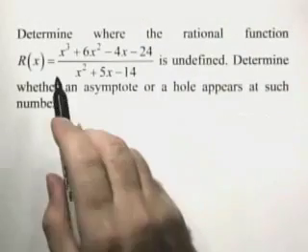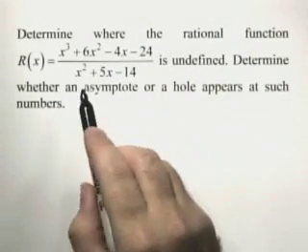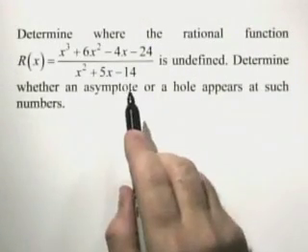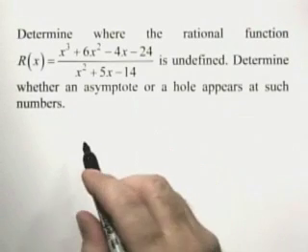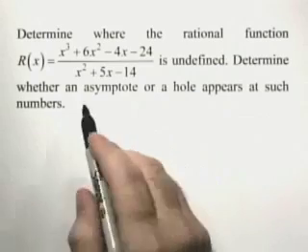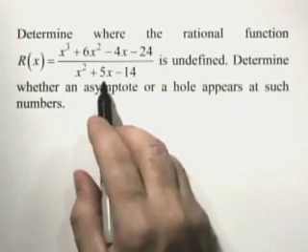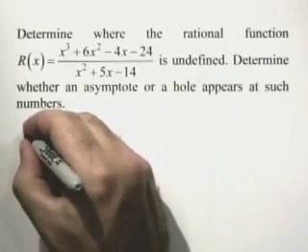In this problem, we're going to look at discontinuities of a rational function. We'd like to determine where the rational function r of x is undefined and determine whether an asymptote or a hole appears at such numbers. We'll begin by factoring the numerator and denominator for our rational function.